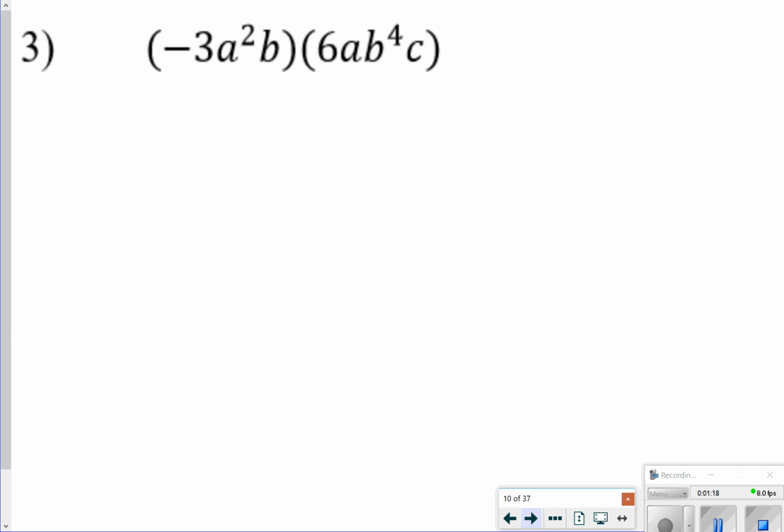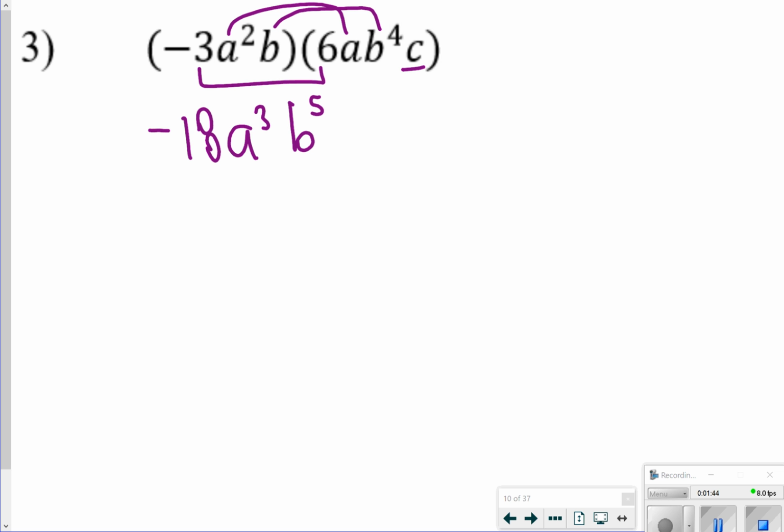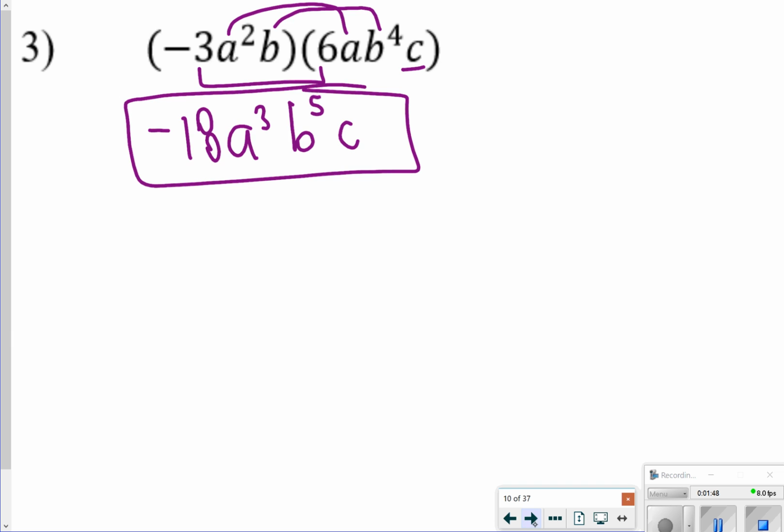For number 3, it doesn't look like you're distributing anything, so you're just basically combining your like bases and multiplying your whole numbers. I'm going to go ahead and multiply this negative 3 times 6, which is negative 18. I can also put the a's together. A to the 2nd times a to the 1st would be a to the 3rd. B to the 1st times b to the 4th would be b to the 5th. And then I just have a c left over, so this would be your final answer for number 3.